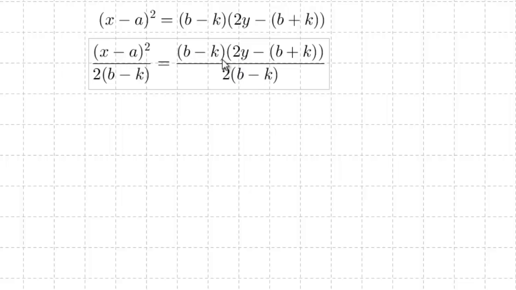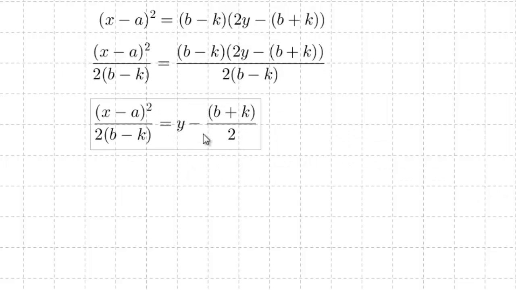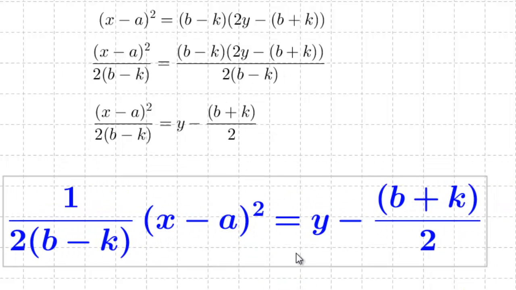Now when you simplify this and divide out the 2 times b minus k out of all the terms in the numerator on the right-hand side, an interesting thing occurs. What you get on the right-hand side is y minus the quantity b plus k over 2, which is very close to what we call the general form of a parabola. Remembering that b and k are constants, what we have is 1 over 2 times the quantity b minus k, which is a constant, by the way, times x minus a squared equals, on the right-hand side, y minus the quantity b plus k over 2.